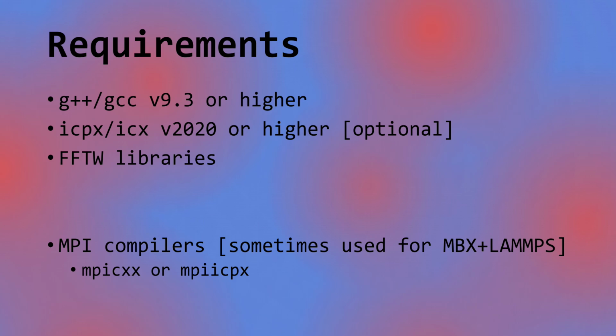The biggest mistake that people make during this compilation is forgetting one of these requirements, such as forgetting to load FFTW. Optionally, you can also use an MPI version of your compiler if you want to use MPI in LAMMPS. An MPI compiler is like MPI CXX or MPI ICPX. Okay, now that we are sure we have these requirements installed, we can proceed with the next step.